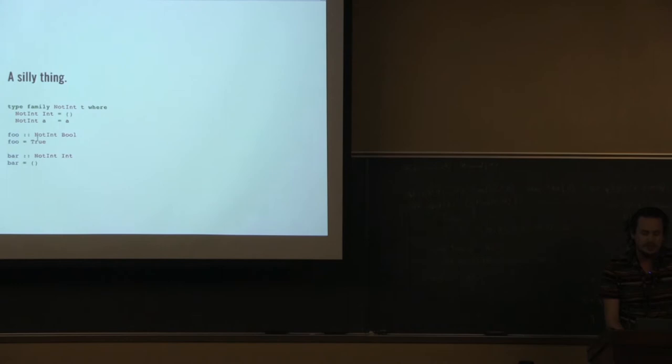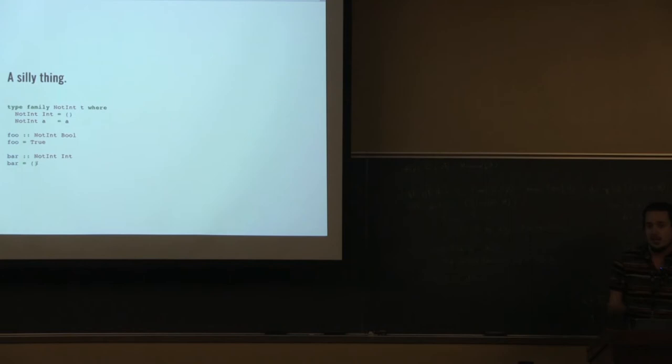But this one, we say bar is of type NotInt Int. And Int is an Int, right? So that's this pattern here, and that returns a unit. And so I have to say that this thing is a unit. If I try to set the thing to like 7, it will not type check, and it will not compile.